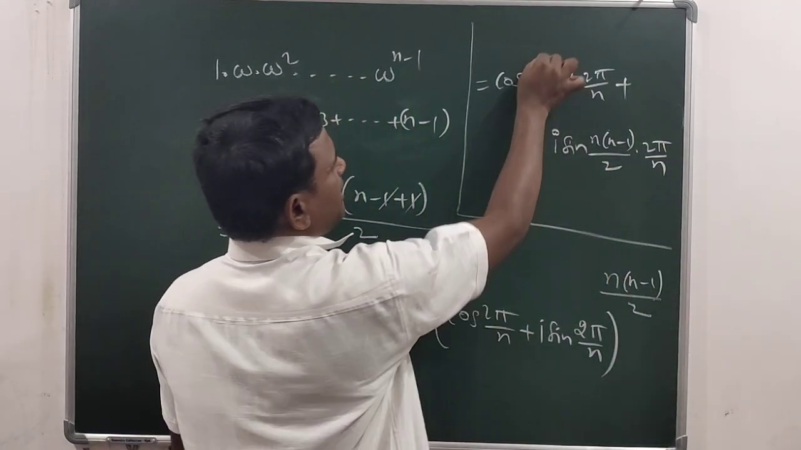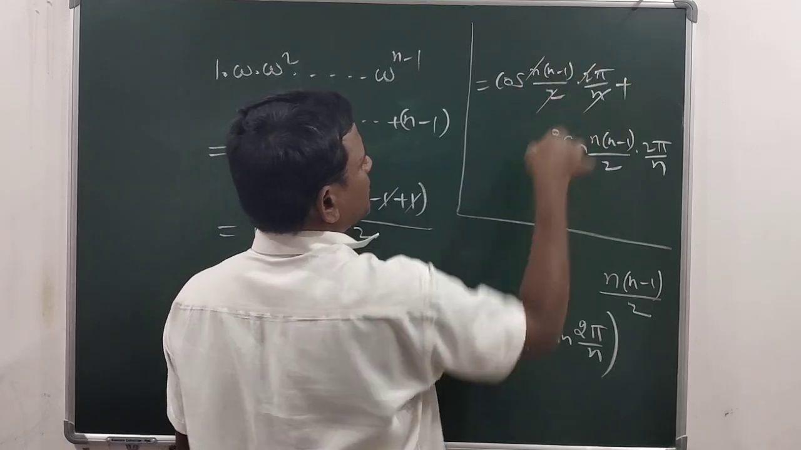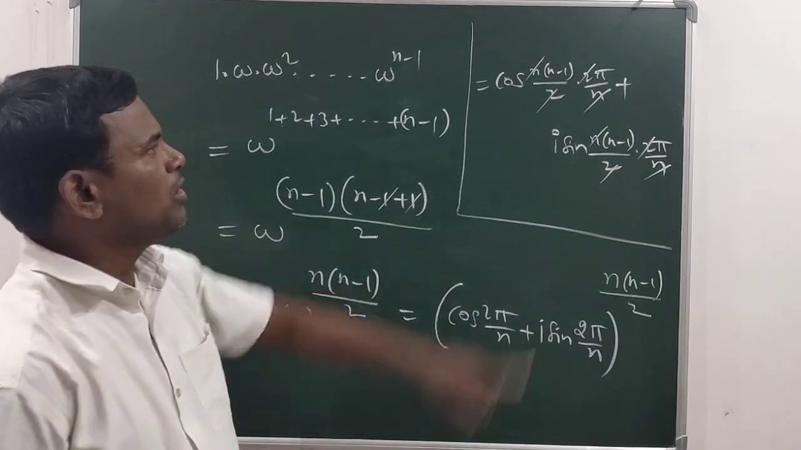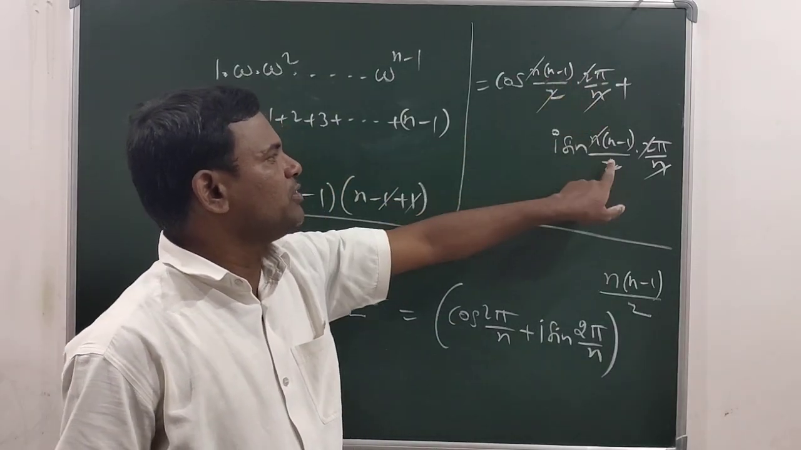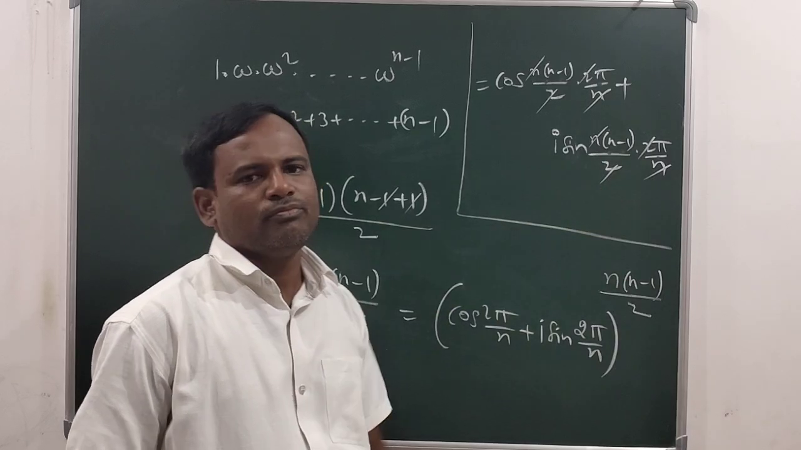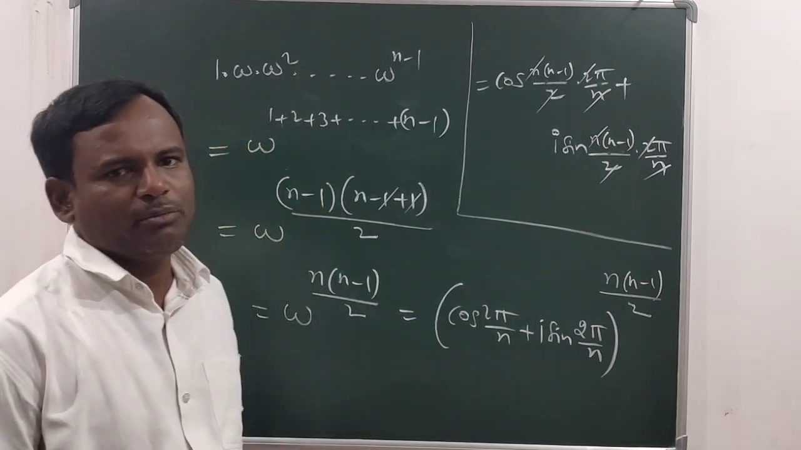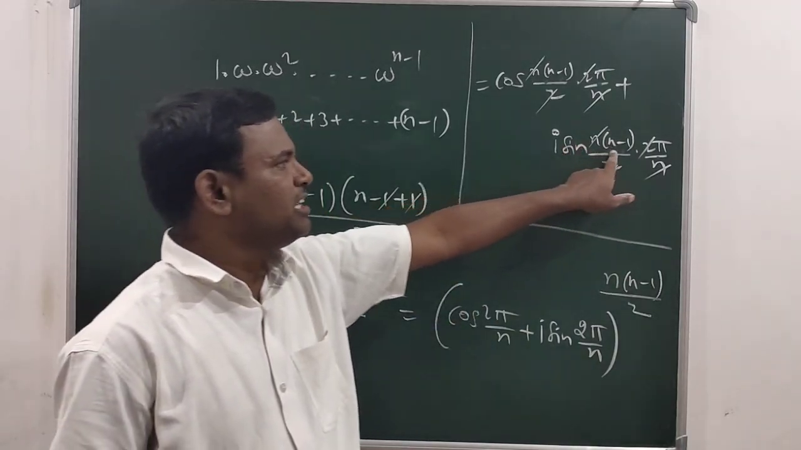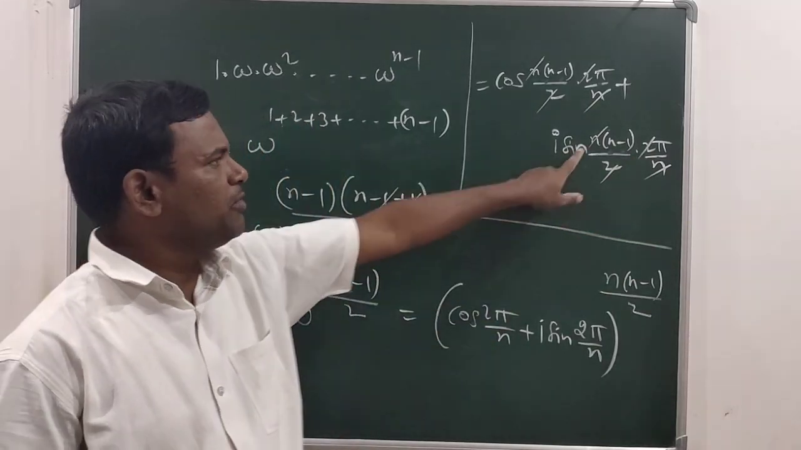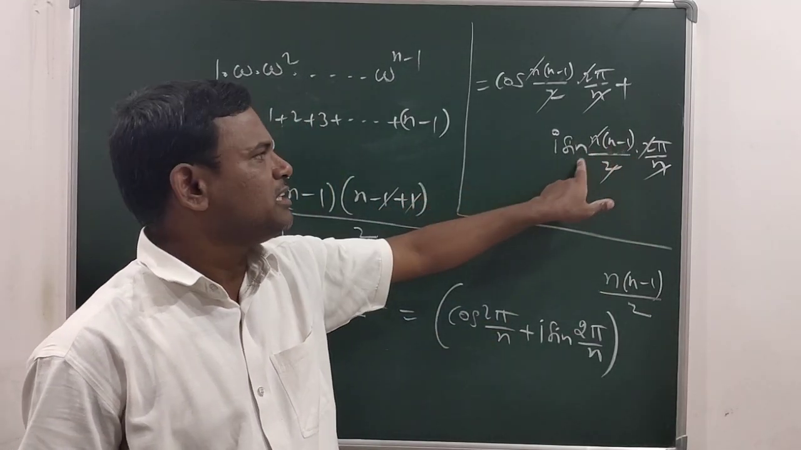Now, see here, n cancels, 2 cancels. You get cos of pi into (n minus 1) and sin of pi into (n minus 1). Where n belongs to any natural number, if you substitute any natural number here, this sine part would be 0. Take any natural number for n.